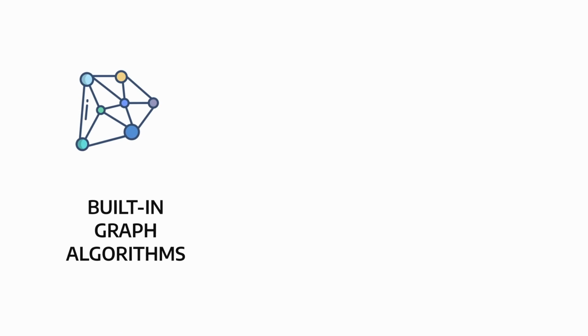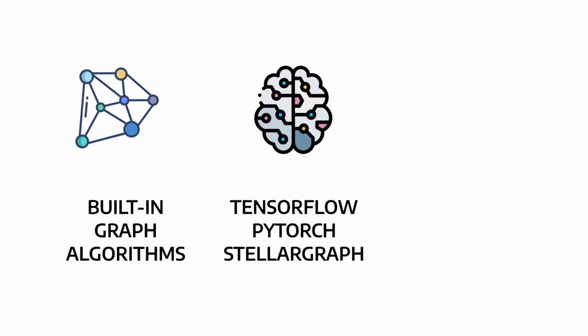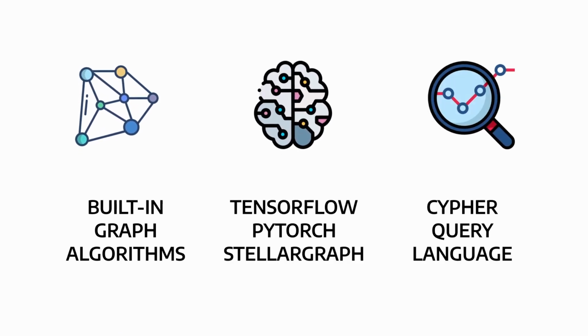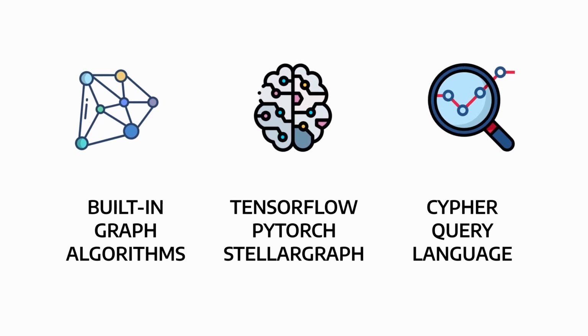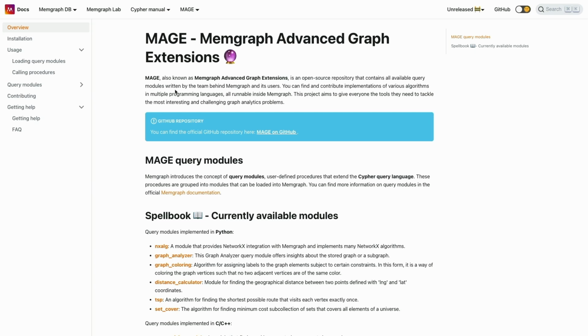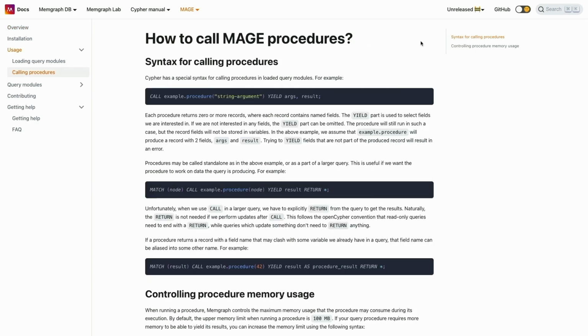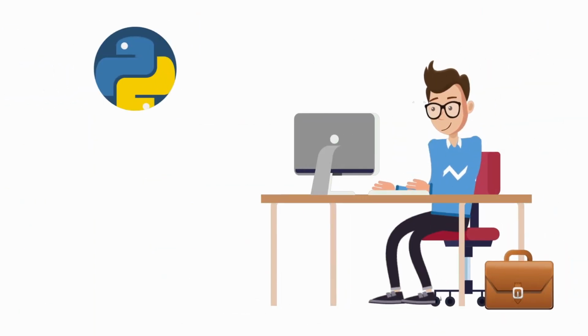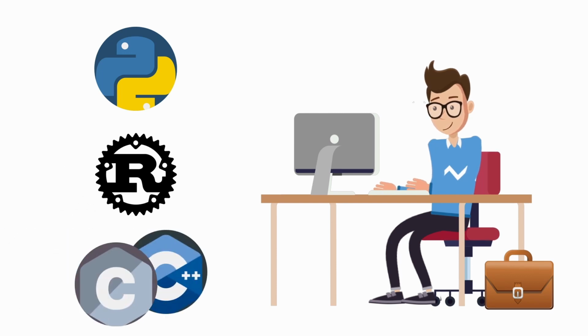If dozens of built-in graph algorithms, integrations with machine learning frameworks, and the full support for the Cypher query language are not enough for you, check out Mage, our open source project that extends the built-in capabilities of Memgraph. Or write your own modules using Python or even Rust and C++ for bare metal performance.